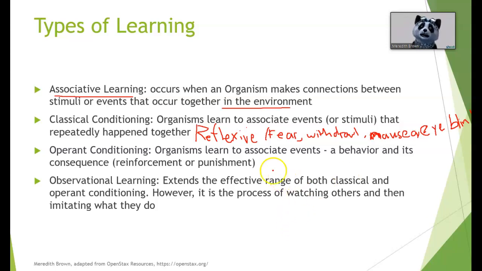Whereas operant conditioning, this is voluntary. All right, you are voluntarily doing this behavior, or not doing the behavior, based on a reinforcement or a punishment. So, for example, if you take out the trash and you get $1, ooh, I like getting $1. Dollars are good. Dollars add up. So I'm going to take out the trash a whole lot because I get $1.